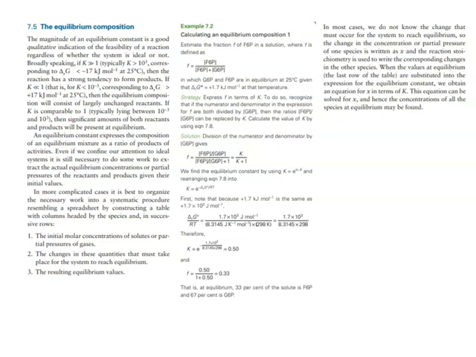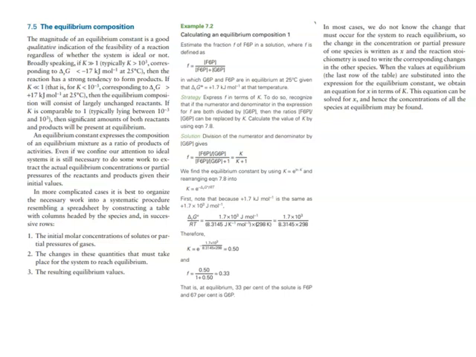Discussing the equilibrium composition of a reaction: the magnitude of an equilibrium constant is a good qualitative indication of the feasibility of a reaction, regardless of whether the system is ideal or not. Broadly speaking, if K is much greater than 1, typically greater than 1,000, corresponding to delta G being significantly negative, around negative 17 kilojoules per mole at 25 degrees Celsius, then the reaction has a strong tendency to form products.